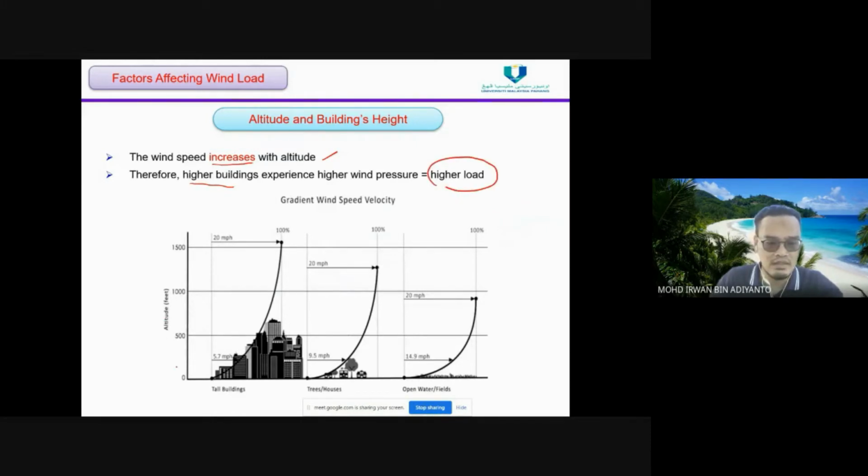As we can see here, as the altitude rises, from 500 feet to 1000 and up to 1500 feet, the magnitude of wind speed increases from around 6 miles per hour up to 20 miles per hour. So the higher the buildings, the higher the wind pressure.